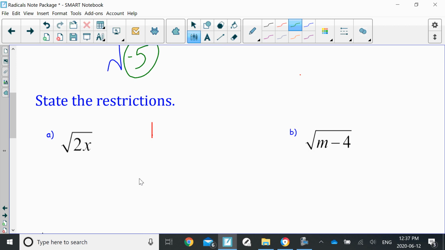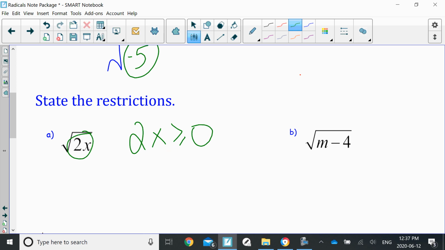So what we want to do when we're dealing with restrictions on radicals is take the radicand, so 2x, and say that it must always be greater than or equal to 0, right? Because I could take the square root of 0, so that's why the inequality could be equal to 0, and this radicand has to be 0 or any number bigger. And then you would solve for x.